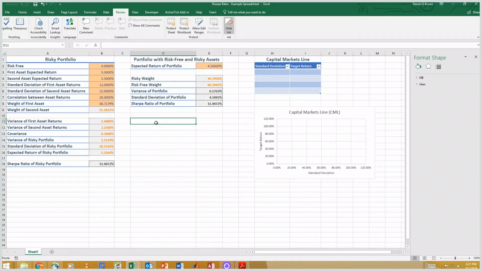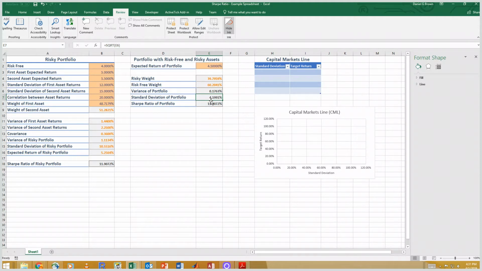The capital markets line represents the portfolio with the lowest standard deviation for a particular target return. So for example, we're looking in this spreadsheet at a target return of 4.5%, and the spreadsheet is set up so that the standard deviation is smallest. For the portfolio that will return us 4.5%, the smallest standard deviation we can achieve is 4.2%.